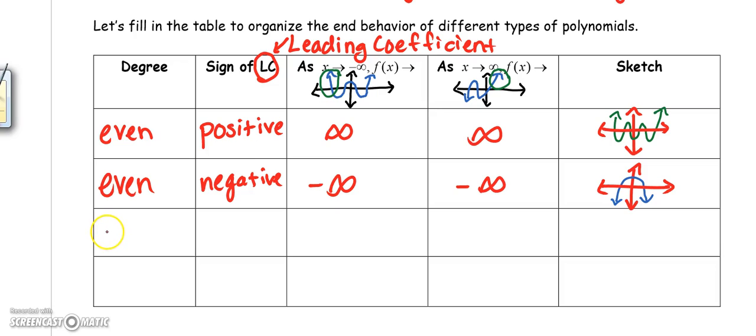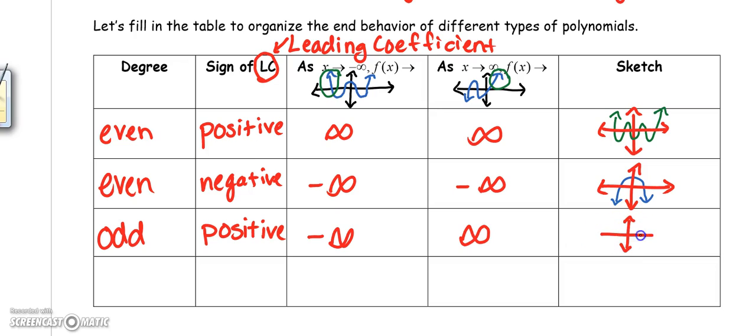Right, then if we have a polynomial with an odd degree, and it has a positive leading coefficient, that means that as x goes to negative infinity, f of x is also going to go to negative infinity. As x goes to positive infinity, f of x is going to go to positive infinity. So for an example of that graph, I could draw something that looks like this.